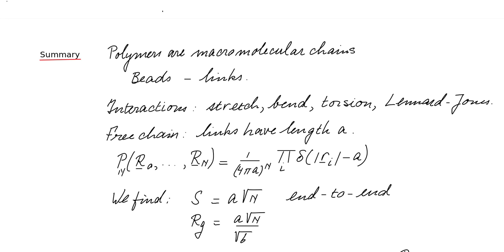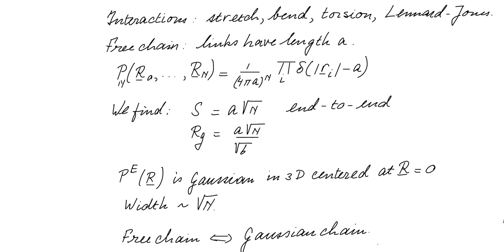We have calculated the end-to-end distance, which we called S, and that's proportional to the square root of N. So that's the same as we would expect for a random walk, and that's not surprising. We can also calculate the radius of gyration, which is a kind of effective radius of all the points of which the polymer is composed. So it's the effective radius of the collection of points. And we also find there a proportionality with the square root of N.